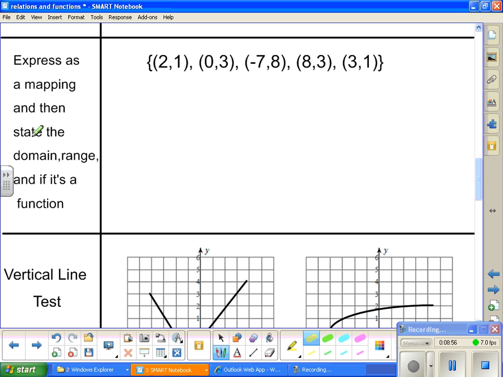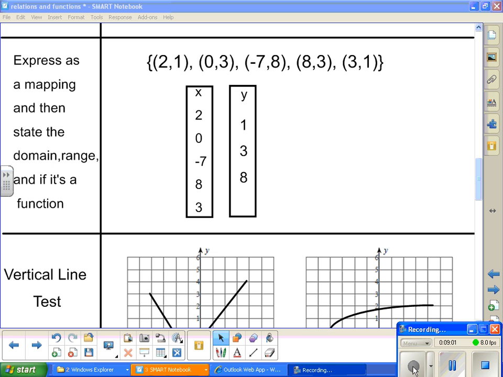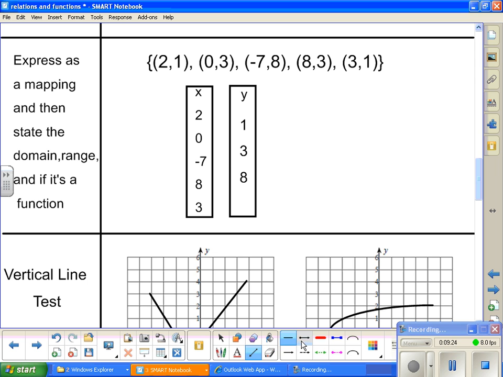Okay, so express as a mapping, then state the domain, range, and if it's a function. Okay, so all I did was draw 2 boxes and put my x values in the left and my y values in the right. As you can see, the y values have fewer numbers, but that's because I had numbers that repeated themselves. So since I had 2 1s and 2 3s, I only wrote the 1 and 3 once. That's the only way the mapping works.